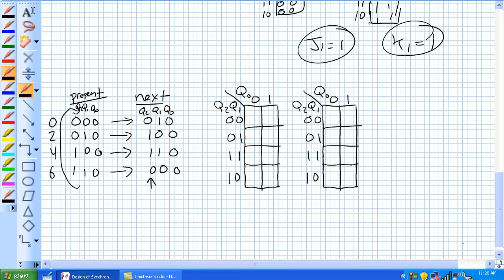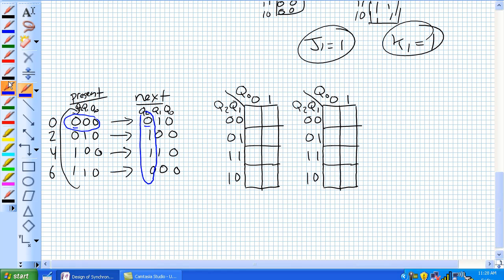Okay, so we already figured out our first two stages, that's super easy. What we want to do is, from the perspective of this guy here, given present state 000, it was a 0, it's going to stay a 0.